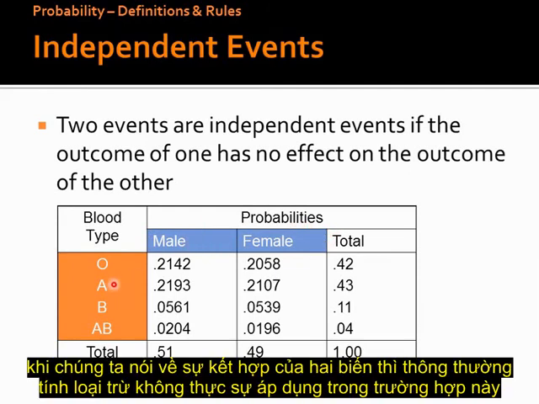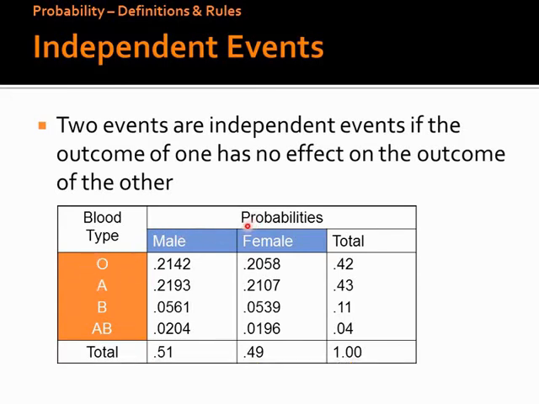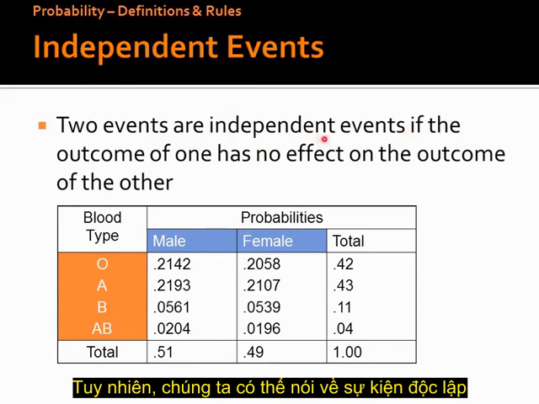Now, when we talk about crossing between, or the combination of, two variables, mutual exclusiveness doesn't really apply in this case. For example, I can be male and type O, and I can also be male and type A. I can be A and female, O and male, and so on and so forth. However, we can talk about something called independence.